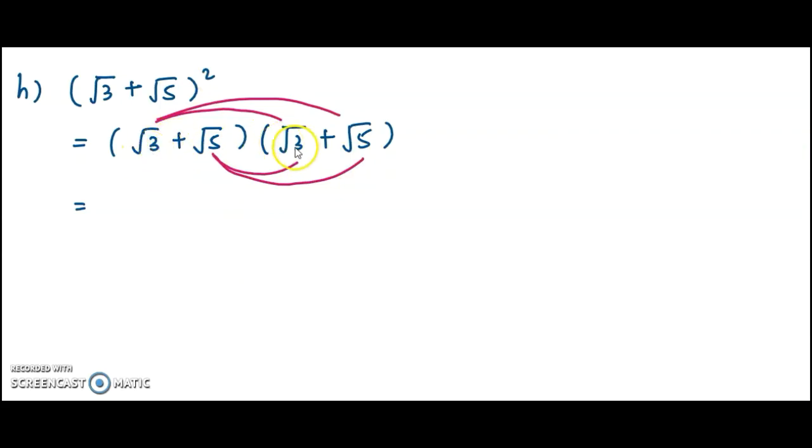So let's look at surd 3 multiplied by surd 3, that will be 3. Surd 3 multiplied by surd 5, we just write it down like that. Alright, and then surd 5 multiplied by surd 3, another positive. You got surd 5 multiplied by surd 3. And lastly, positive surd 5 multiplied by positive surd 5, you got 5. Then now we collect all the like terms together. Like terms meaning the terms with the number, we just collect together. 3 plus 5 is equal to 8.